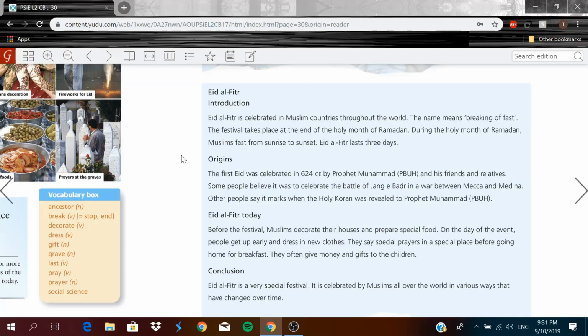Eid al-Fitr today. Before the festival, Muslims decorate their houses and prepare special food. On the day of the event, people get up early and dress in new clothes. They say special prayers in a special place before going home for breakfast. They often give money and gifts to the children. Conclusion: Eid al-Fitr is a very special festival. It is celebrated by Muslims all over the world in various ways that have changed over time.